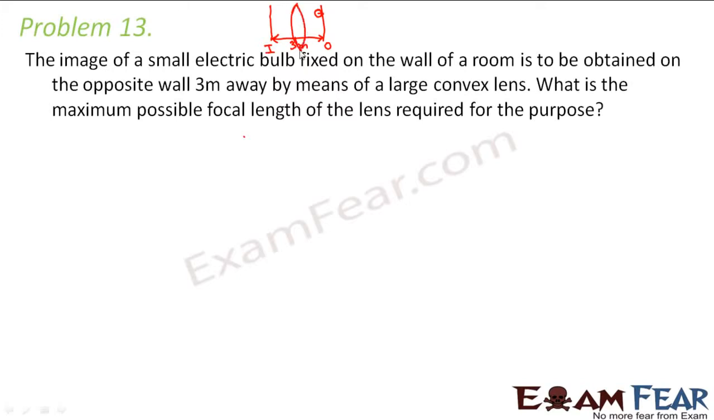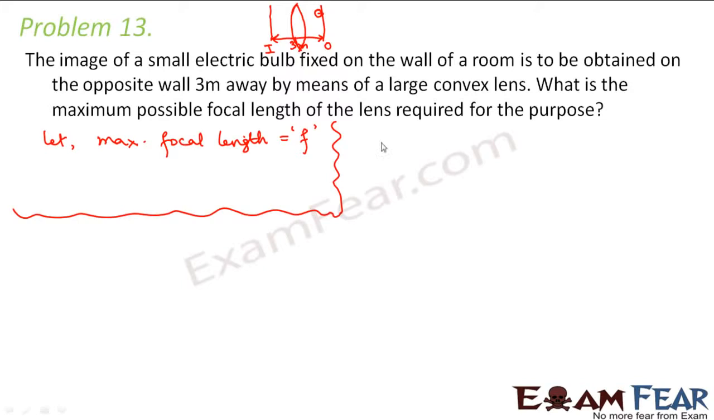So let us say this is the convex lens. What is the maximum possible focal length of the lens required for this purpose? So let us say that the maximum focal length required be f. Now before we solve this problem, let us talk about an important concept which we have not talked about so far.